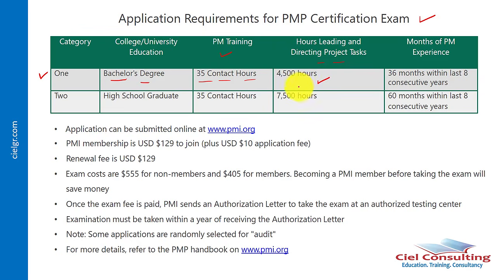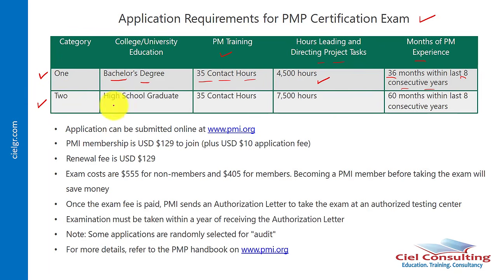So what that simply means is you must have spent a minimum of 4,500 hours leading as well as directing projects for you to be eligible for the PMP exam. And then you must also have at least 3 years experience in project management within the last 8 consecutive years for you to be eligible for the PMP examination, which is of course part of what we take a look at under category 1.